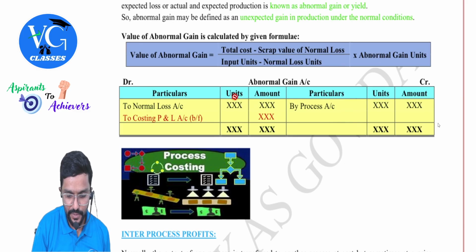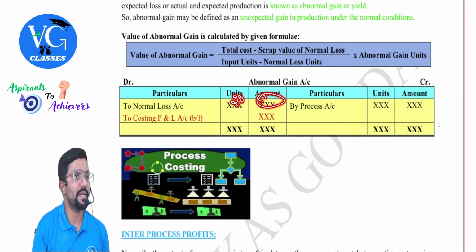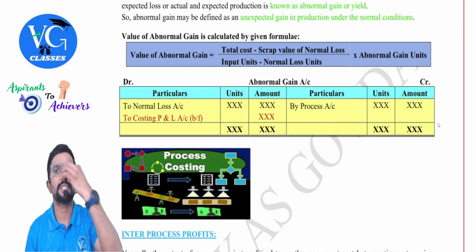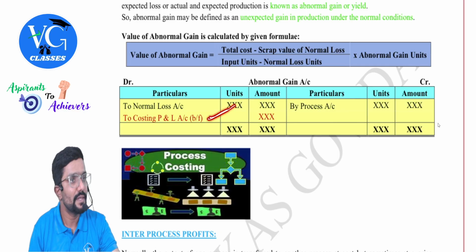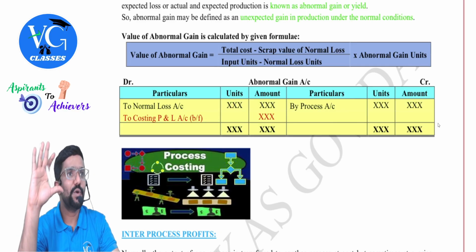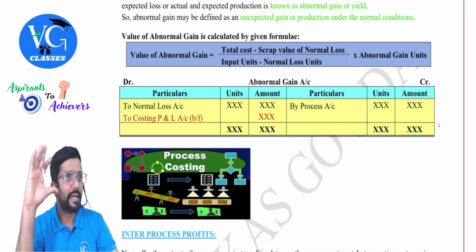Clear? That is 20 units. 20 into 5 will come here. Remaining is the net gain, which we will transfer to costing P&L account. This is the net gain. Hope you understood. Clear? Yes.